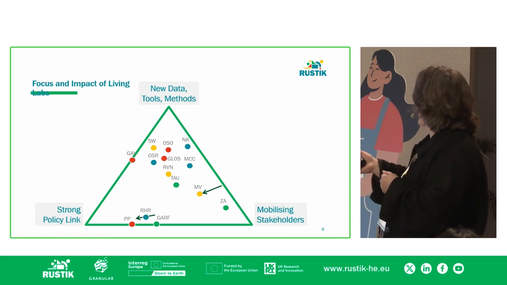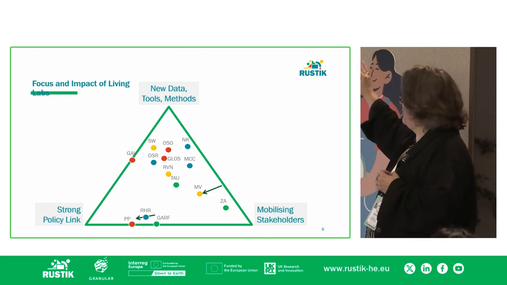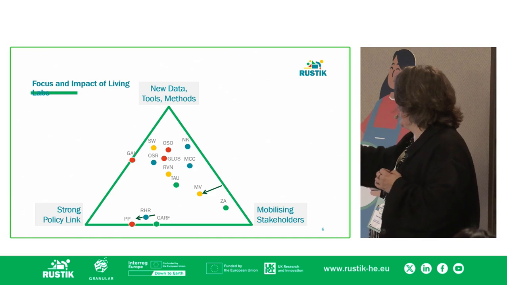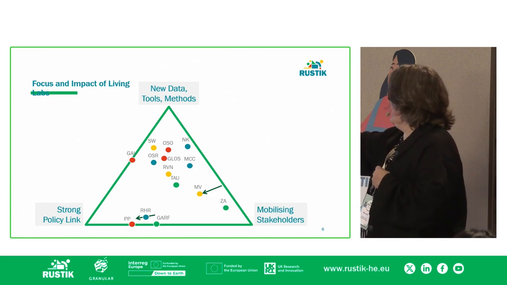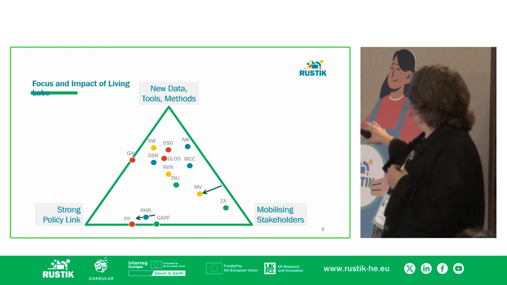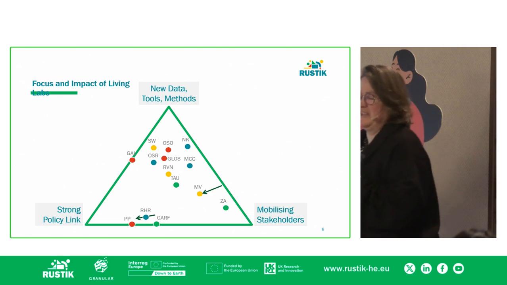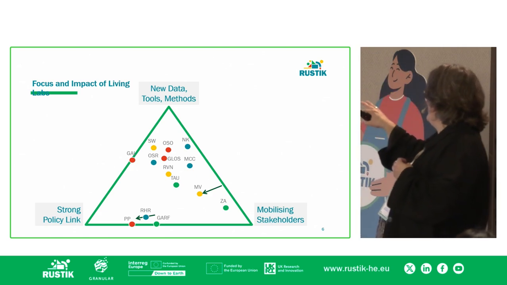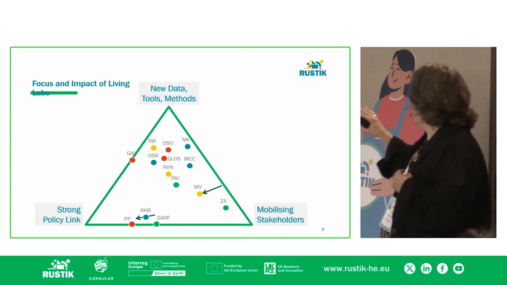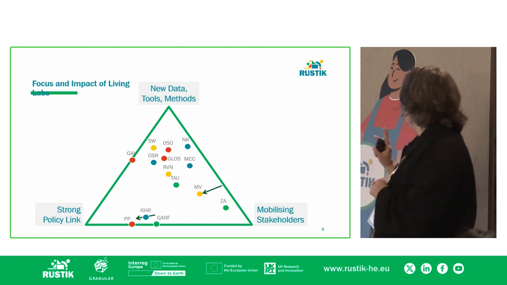On the top, new data, tools and methods, so all living labs that focused on these kind of aspects. Then we have on the left, those living labs that have a strong policy link. On the right, those who mobilize stakeholders. So I don't explain the location of all of them. The colors indicate a bit more the focus of the different living labs. So you see, it's all mixed. There's no clear pattern, which is also nice.